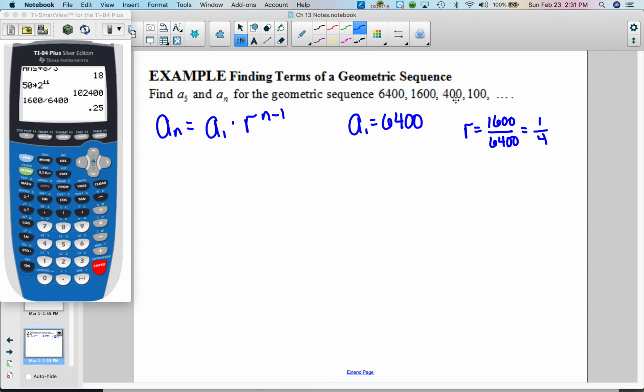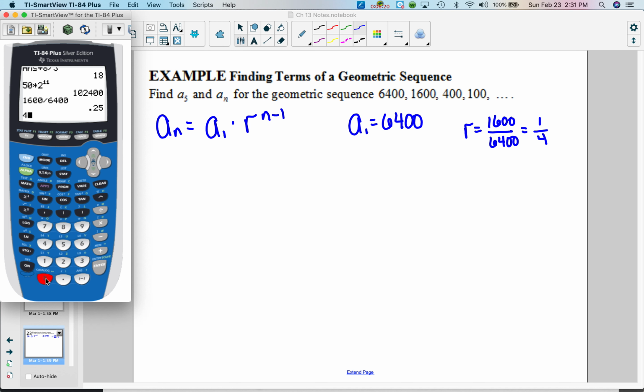So now you could verify this because it's always a good idea. Now they told us it was geometric, but sometimes you don't know that. And you want to verify by doing 400 over 1600 and verify that you also get the same thing. So this is to make sure it's a common ratio. So we have our common ratio and we need to find the nth term.